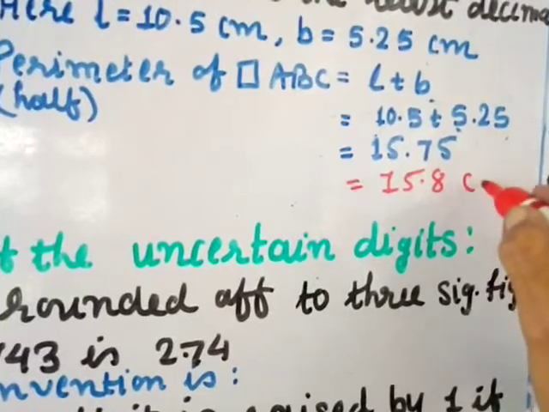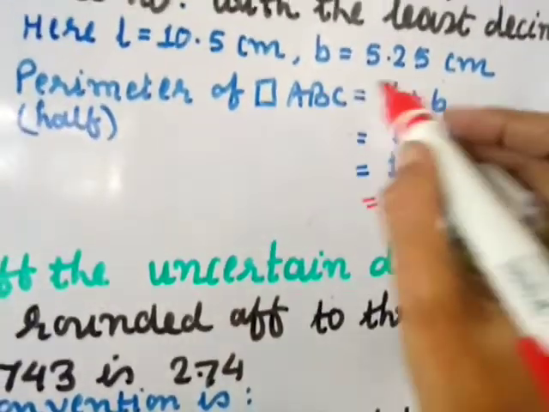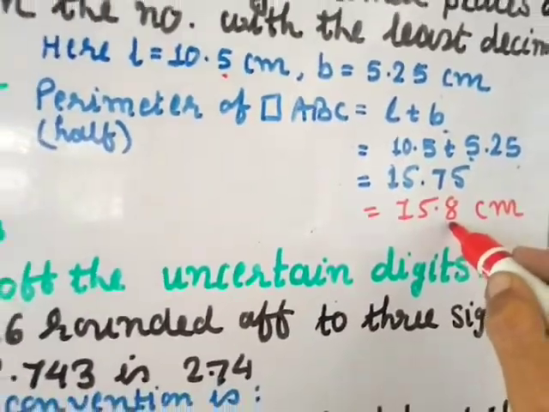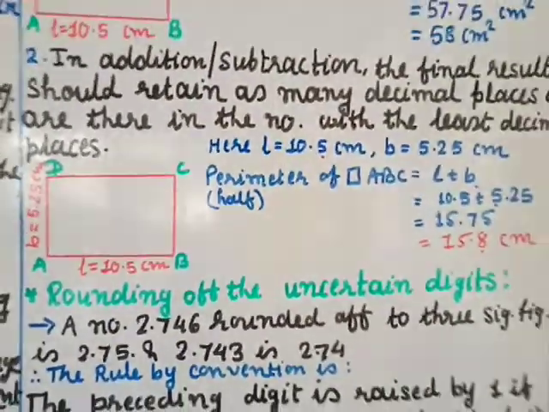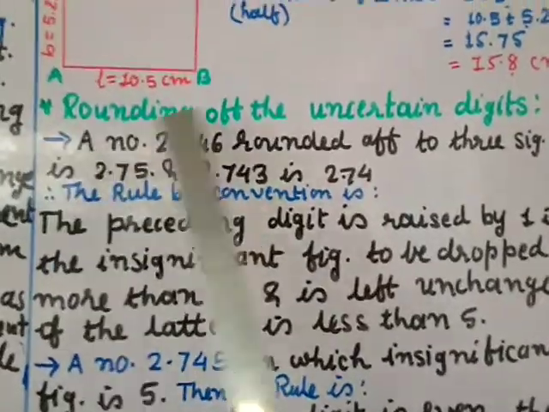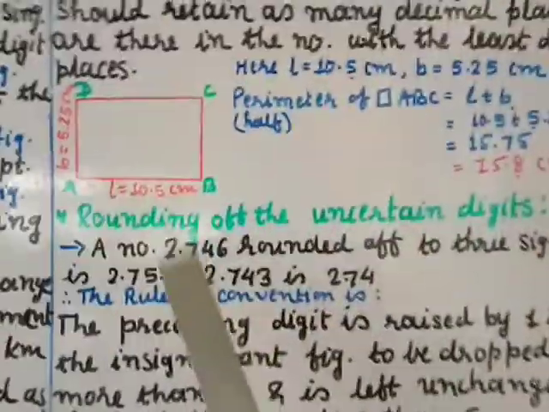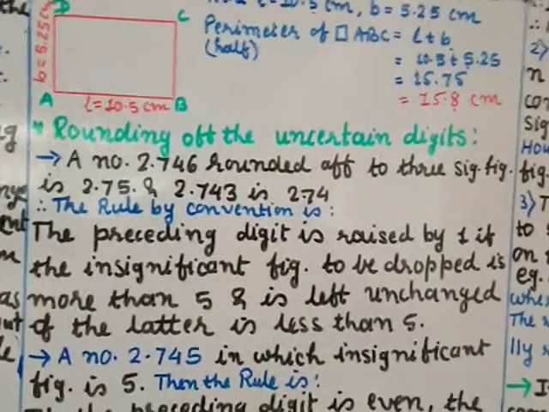So this is centimeter. So least here is 1, so it should be 1 decimal point, right? So that is a rule for addition and subtraction: rounding of the uncertain digits. Here we round off, here also we round off. So now the rules are there. Let us see the rule.